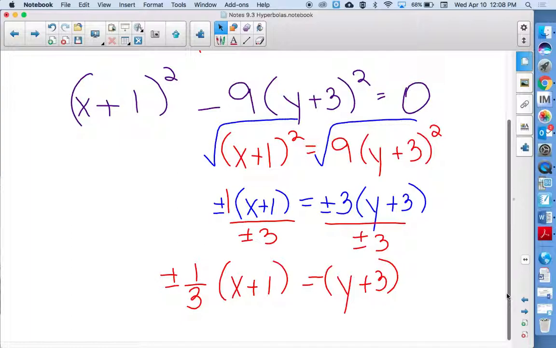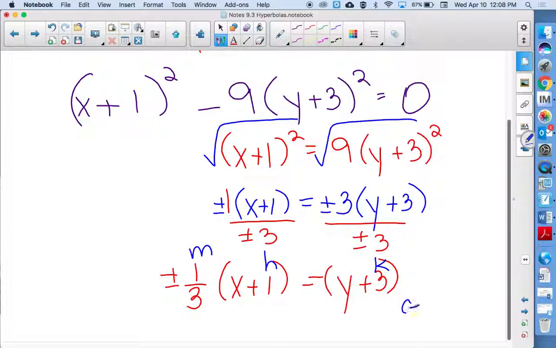What type of graph would this make? A line. How many lines? 2. 2. So here is our slope. This is still h and k. So my slope is 1/3. It has a center at -1, -3, but that's actually where the 2 lines intersect.